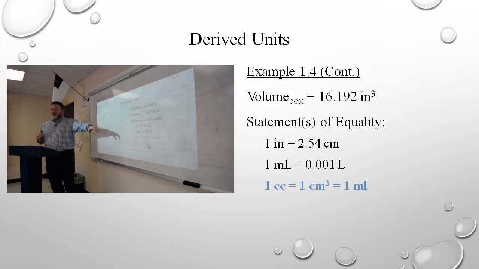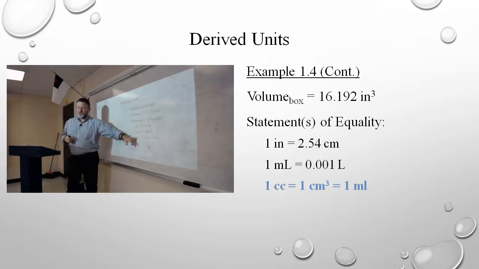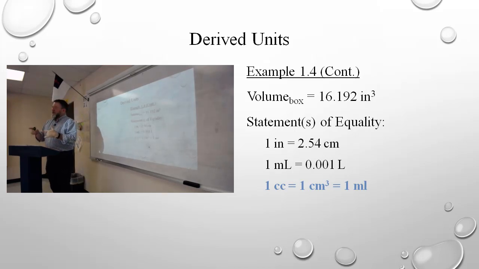A cubic centimeter is a distance unit times a distance unit times a distance unit, which is a volume unit. And that is the definition of a milliliter. A milliliter is 1 cubic centimeter's worth of stuff, specifically water. So this is the key to translate between a distance unit and a volume unit in the metric system. Those are the 3 statements of equality that we're going to use to go from cubic inches to liters.